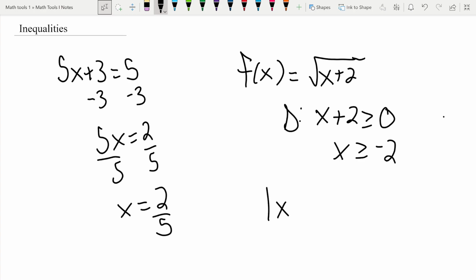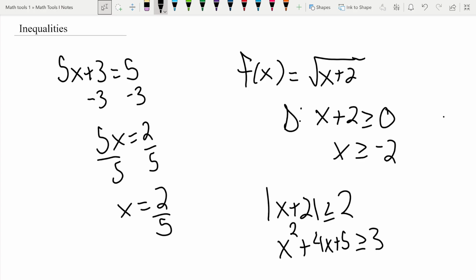Like if we have the absolute value of x plus 2 is less than or equal to 2 or something like that, there's going to be more steps involved. Or we can have something like x squared plus 4x plus 5 is greater than or equal to 3 or something like this. So there's a lot of variations on this that can introduce a lot of different steps that we need to consider.